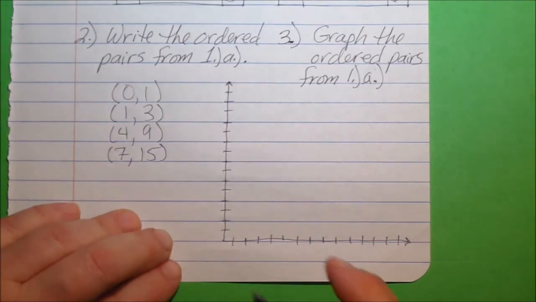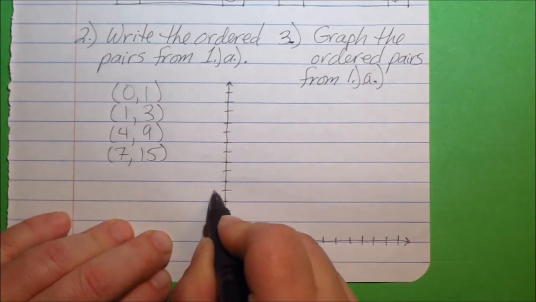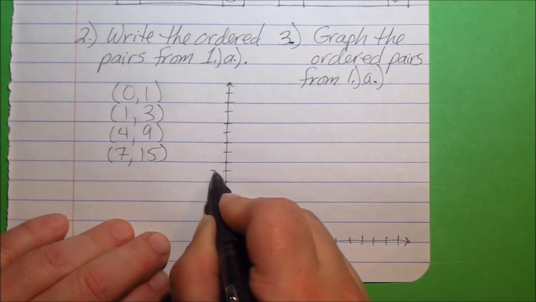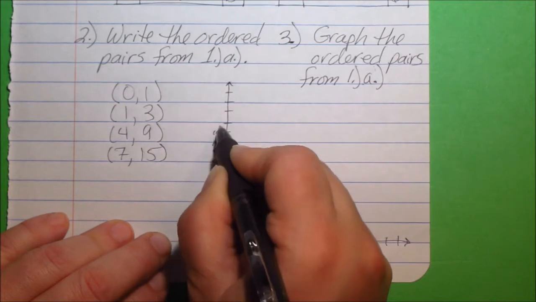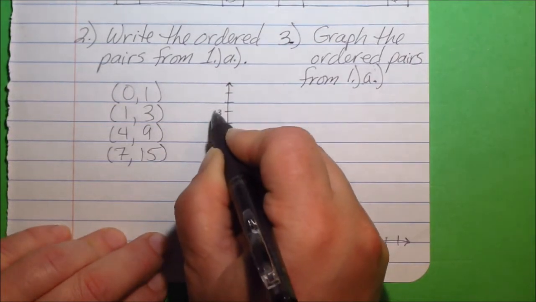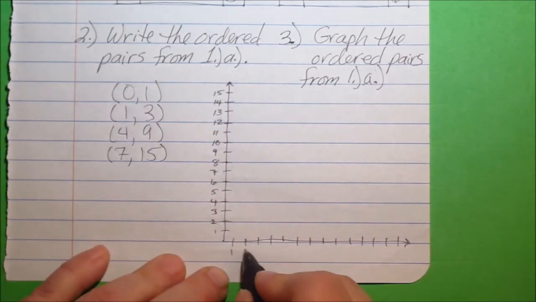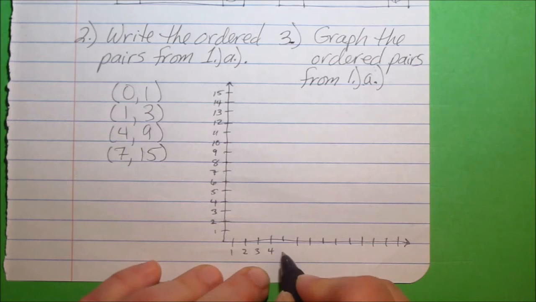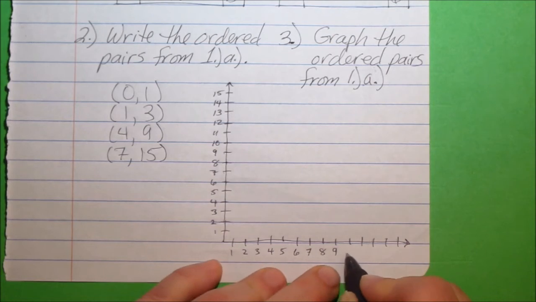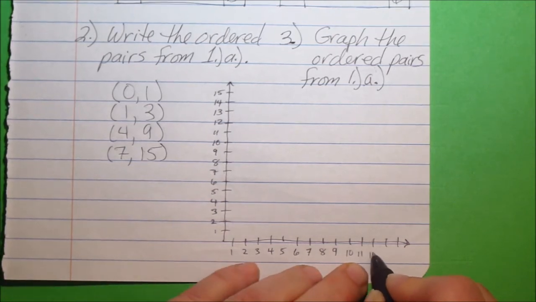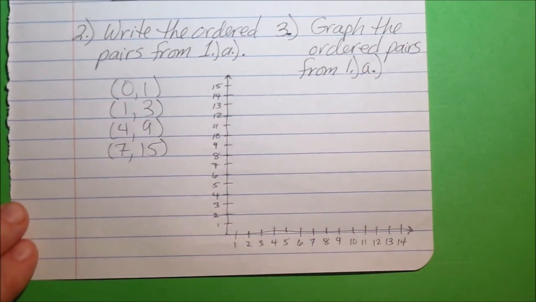All right. So now we need to number. I have 1, 2, 3, 4, 5, 6, 7, 8, 9, 10, 11, 12, 13, 14, and 15. 1, 2, 3, 4, 5, 6, 7, 8, 9, 10, 11, 12, 13, and 14. Ooh, pretty close. Not bad, huh? All right, here we go.